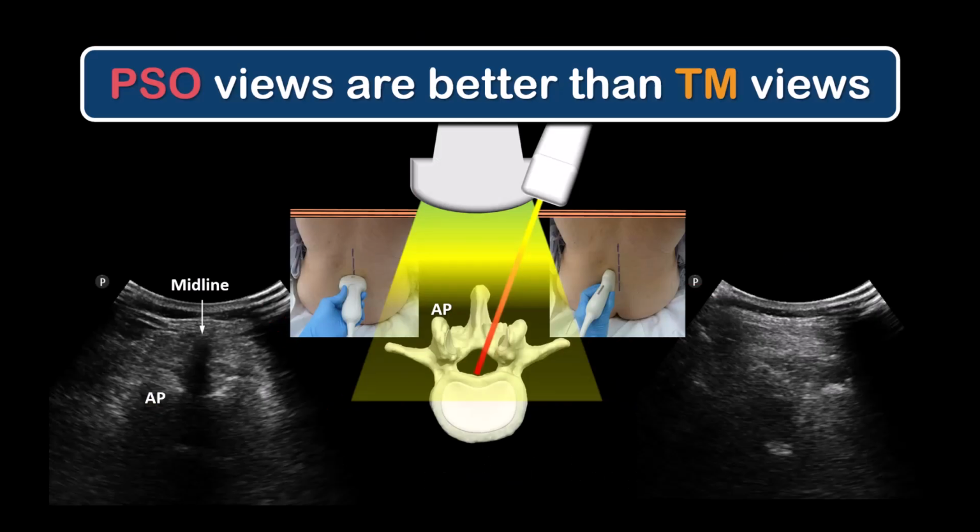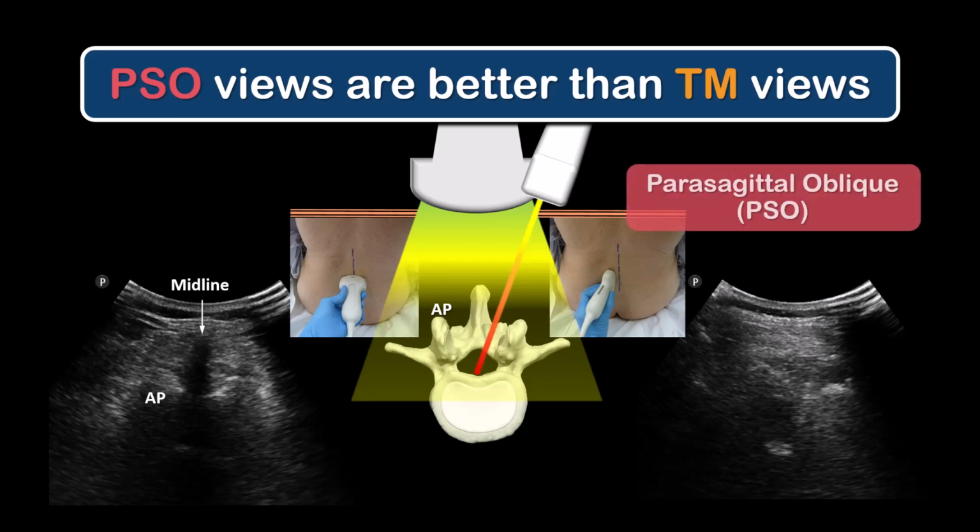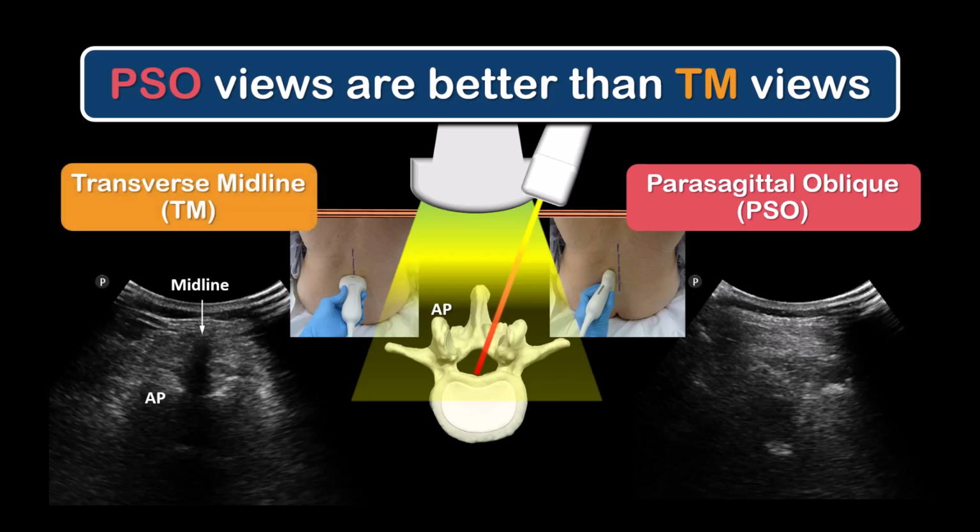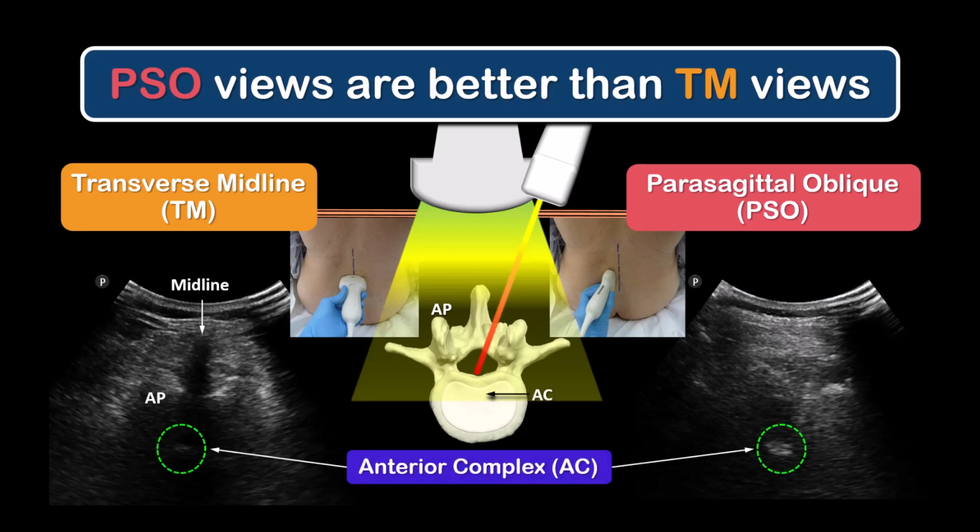It's well established that it's easier to obtain a good quality ultrasound view of the vertebral canal in a parasagittal oblique or PSO view compared to a transverse midline or TM view, particularly in patients who have challenging spinal anatomy. Good quality ultrasound views mean a view in which we can see the anterior complex or AC. If we can see the anterior complex, we can be absolutely certain that the ultrasound beam is penetrating a soft tissue window and has entered the vertebral canal.